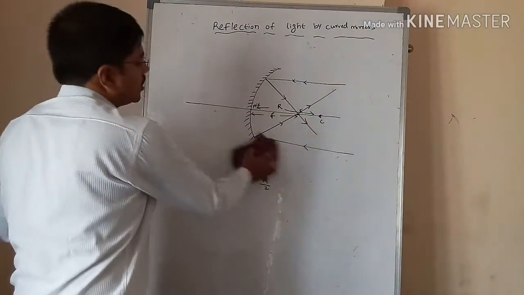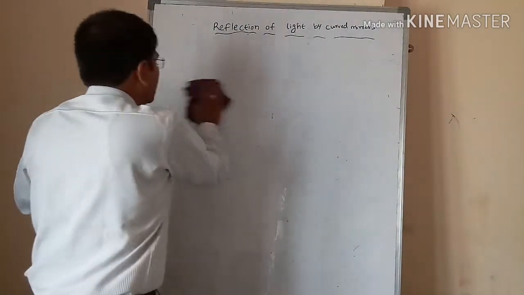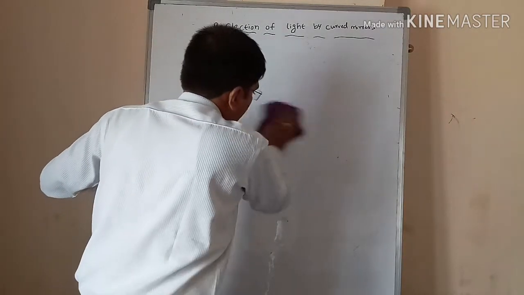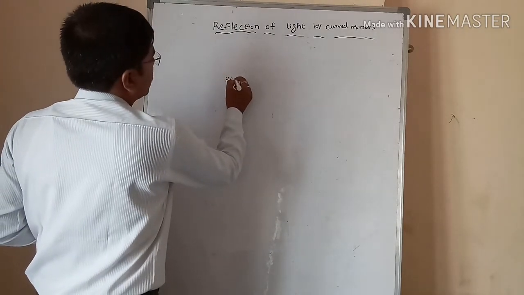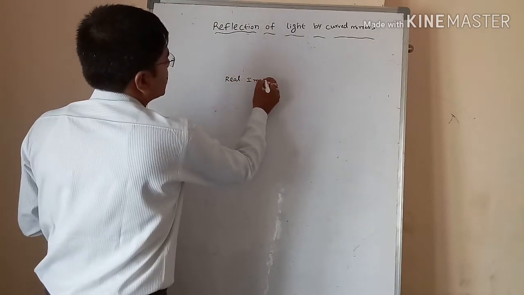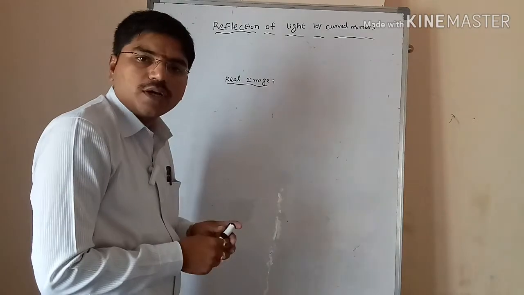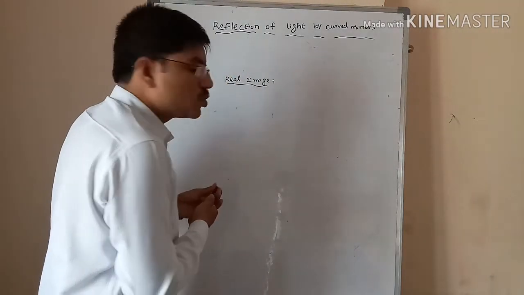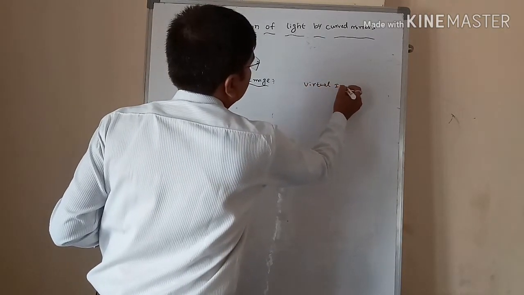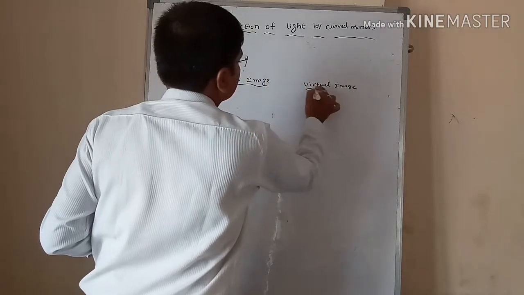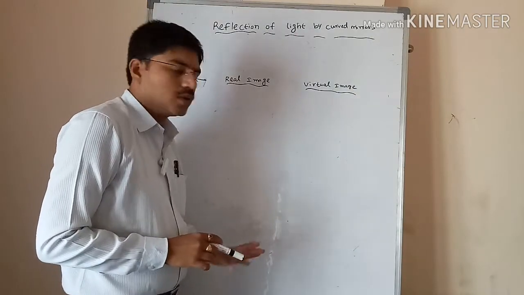Now, before going into more ray diagrams, we can discuss a few more important points. For example, real images and virtual images. What is the difference between these two? What is the meaning of real images and virtual images?